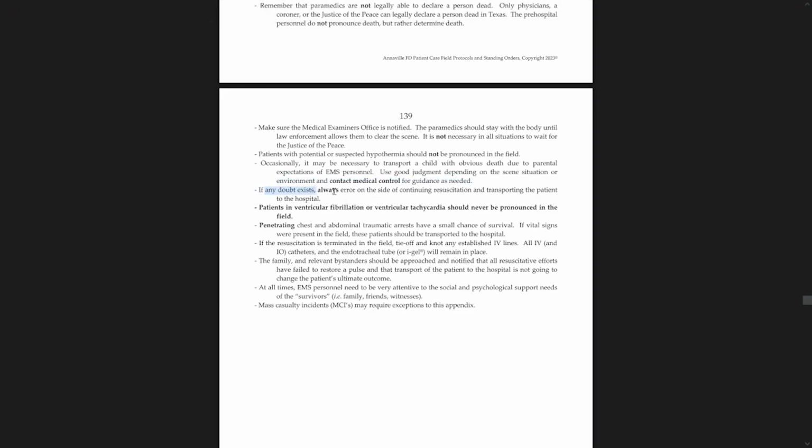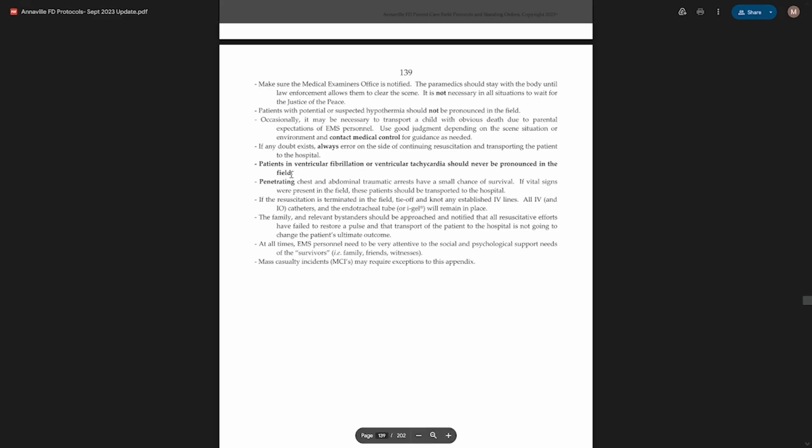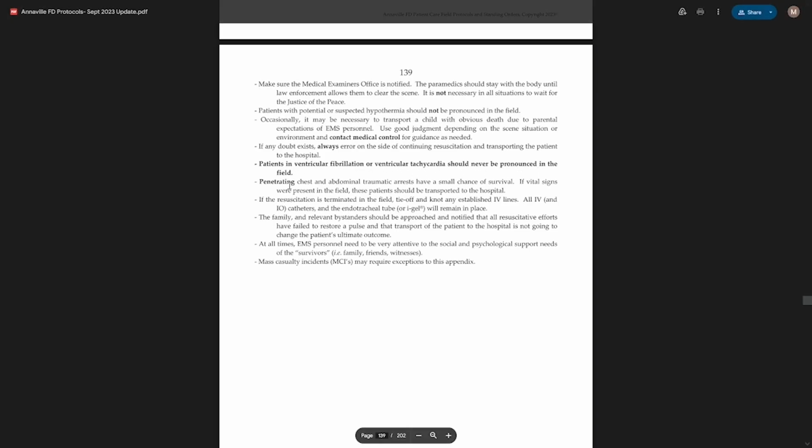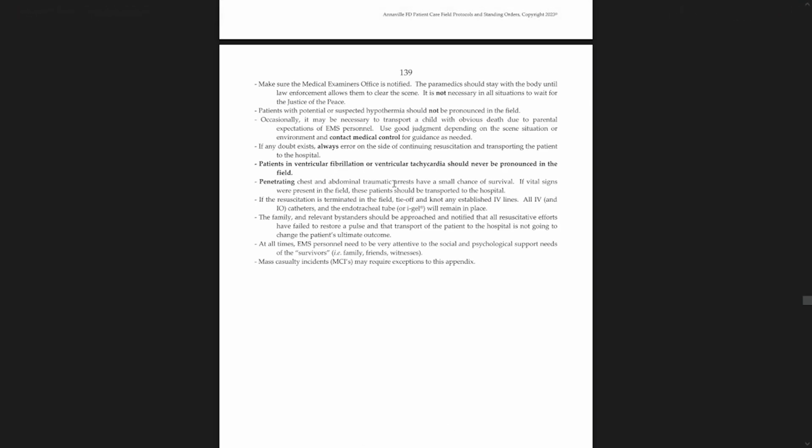If any doubt exists, always err on the side of continuing resuscitation and transporting the patient to the hospital. Patients in VFib or VTAC should never be pronounced in the field. Penetrating chest and abdominal traumatic arrest have a small chance of survival. If vital signs were present in the field, these patients should be transported to the hospital.